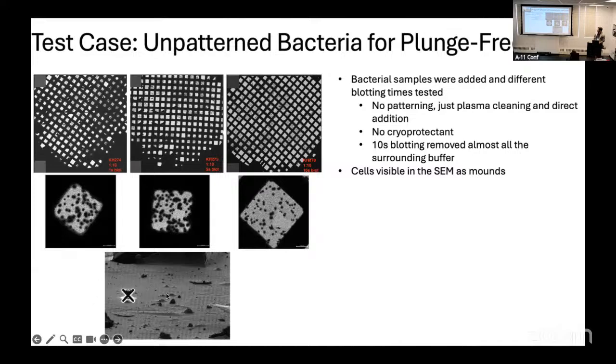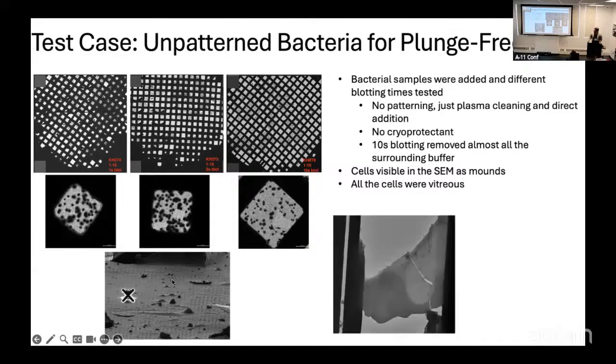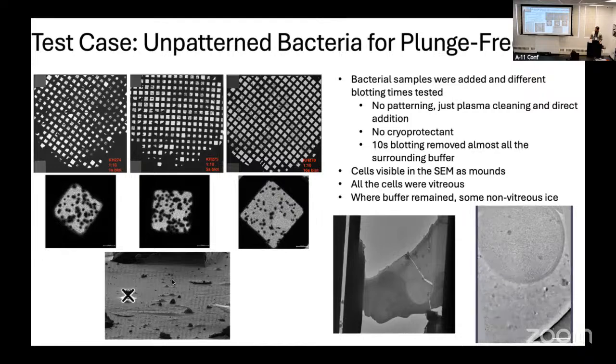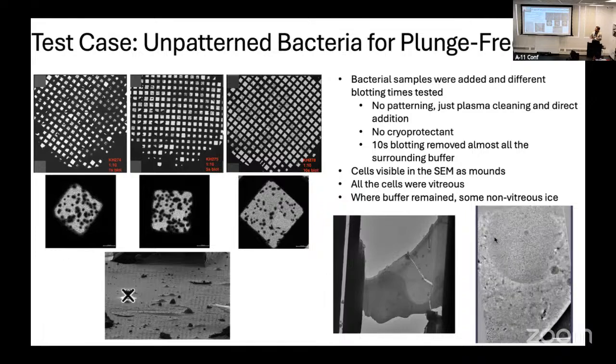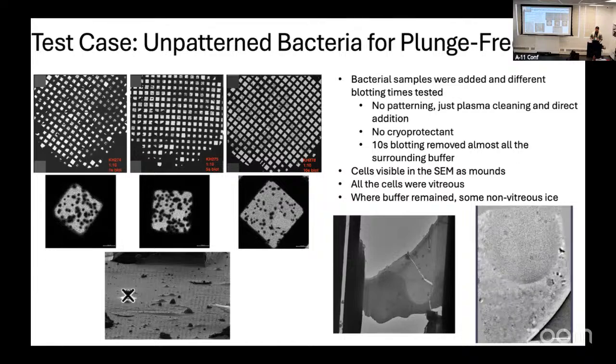When I looked at the SEM, you could see the cells as mounds. It's incredibly easy to mill, and the lamella had really no sign of ice crystals. The cells were all vitreous. The only non-vitreous ice you can see in this tilt series is outside of the cells, where the media still was. There's no cryoprotectant there. A lot of the interior of the cell acted as a cryoprotectant for itself. So this is probably the edge of what can be used as just plunge frozen and still get no non-vitreous ice in the sample that you're looking at.